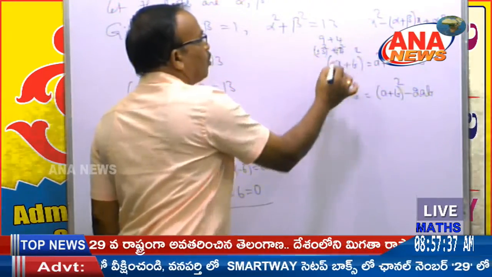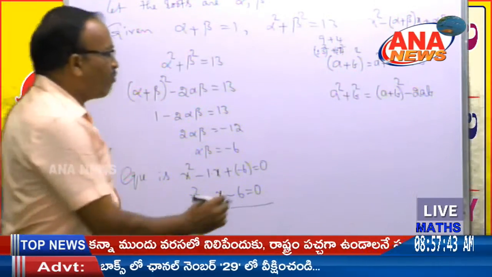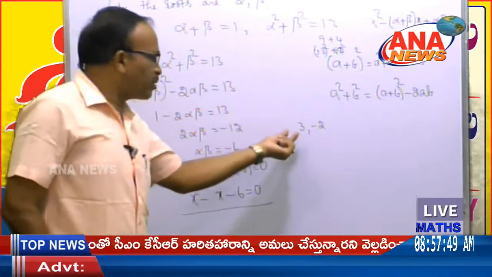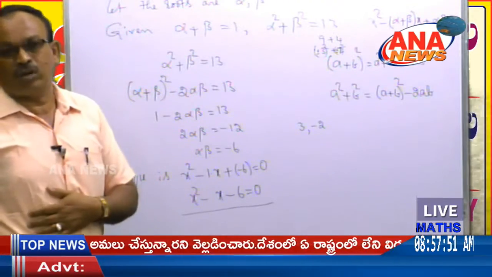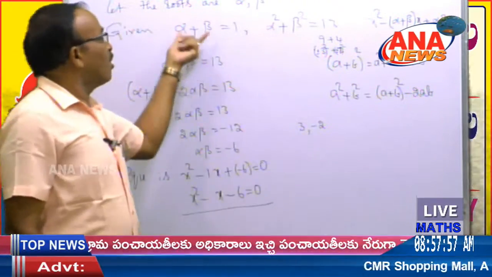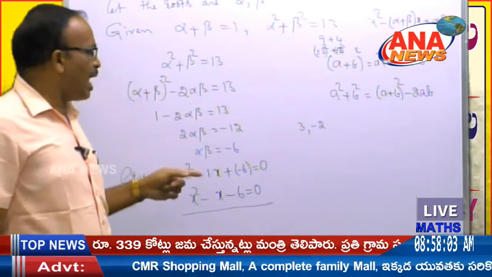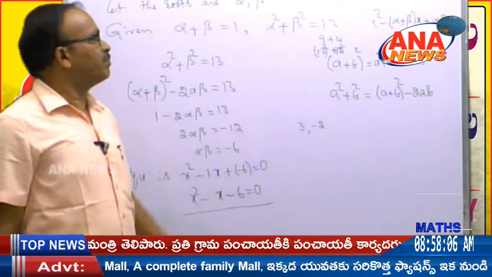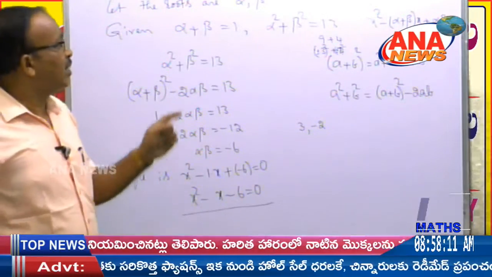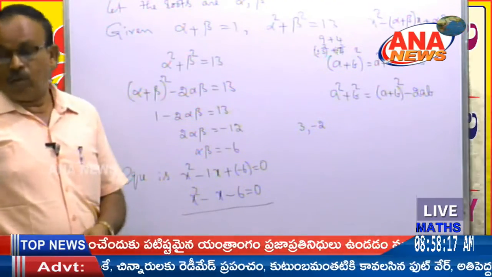Okay. So the sum is 1. Suppose 3 comma minus 2. 3 square is 9. Minus 2 whole square is also 4. So take minus 2 because the sum of these two is 1. So one root is 3, another root is minus 2. So clearly alpha plus beta is equal to 1, alpha square plus beta square is equal to 13, alpha beta is equal to minus 6. This is the equation whose sum of roots is 1 and sum of squares of roots is 13. Okay.